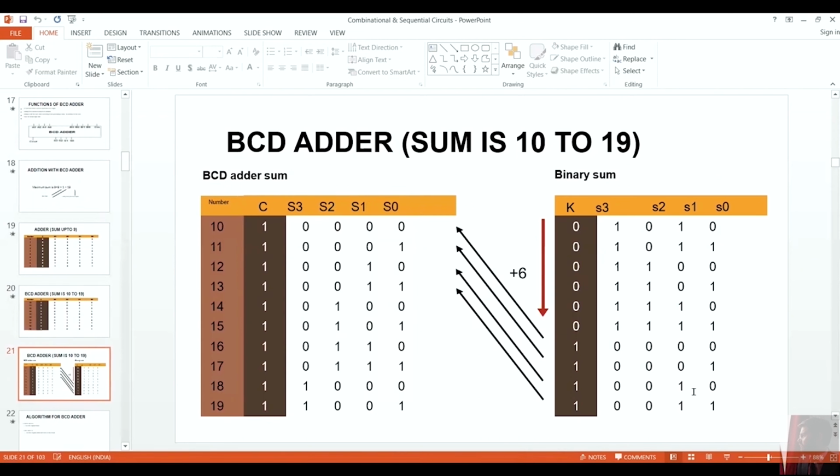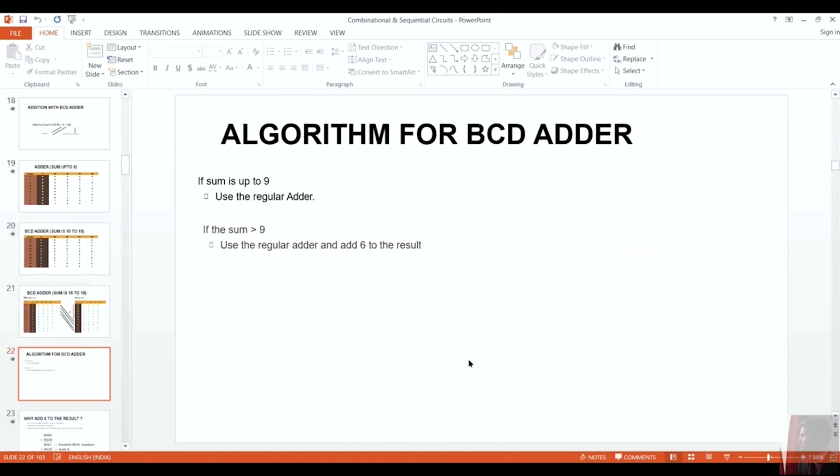Now see over here, it would be more clear. I'm giving a value, and when it goes to more than 9, I'm going to add plus 6, and it would behave in the same way. Like you can see, this is your 10 to 19, and it is being shifted over here, because when the carry turns 1, it is going back. So it is going to get plus 6, and the binary sum goes to the BCD adder sum. I hope this is clear.